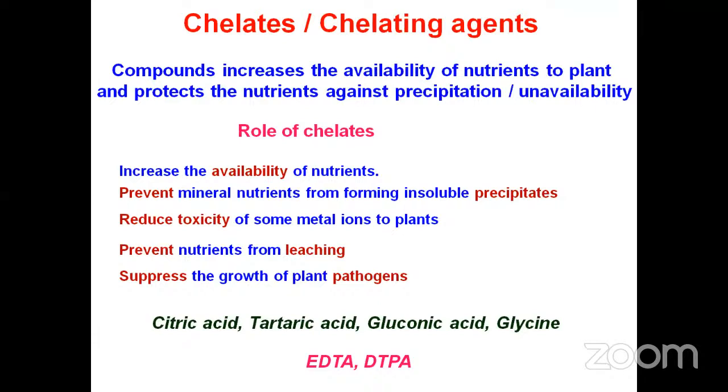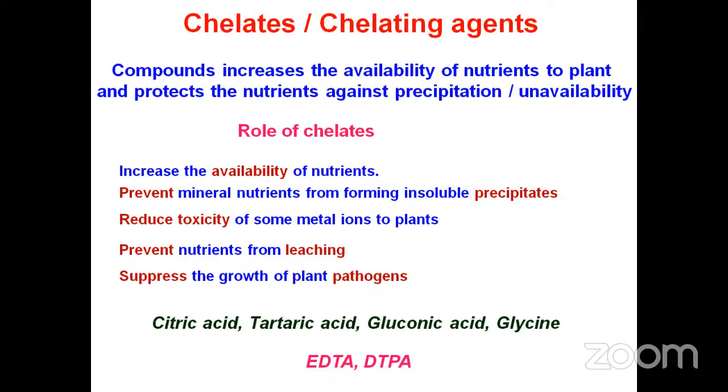So what is the role of chelates? It increases the availability of nutrient. It prevents mineral nutrients from forming insoluble precipitates, reduces toxicity, prevents nutrients from leaching, and suppresses the growth of plant pathogens. Examples of these chelates are citric acid, tartaric acid, gluconic acid, glycine, EDTA, and DTPA.